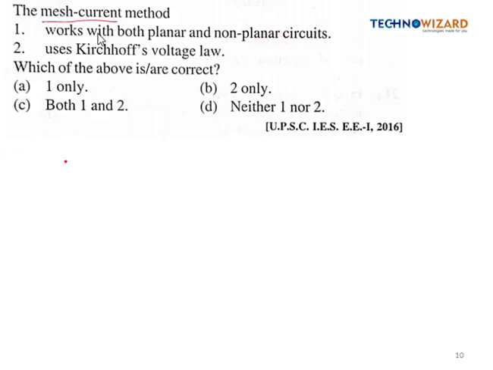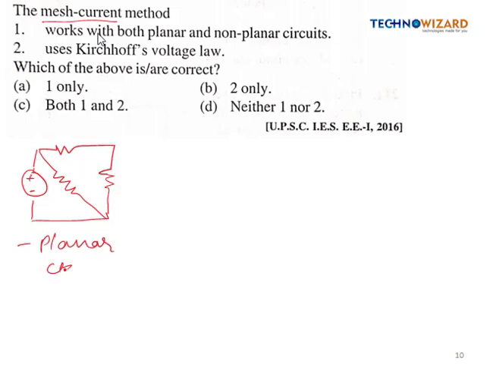Planar circuits are those circuits which can be drawn on a plane, right? So for example, I'm considering this simple circuit, right? Suppose I have drawn a circuit like this, and I have drawn like this. So this is a planar circuit because there is no overlapping of branches, right? So it is a simple circuit.